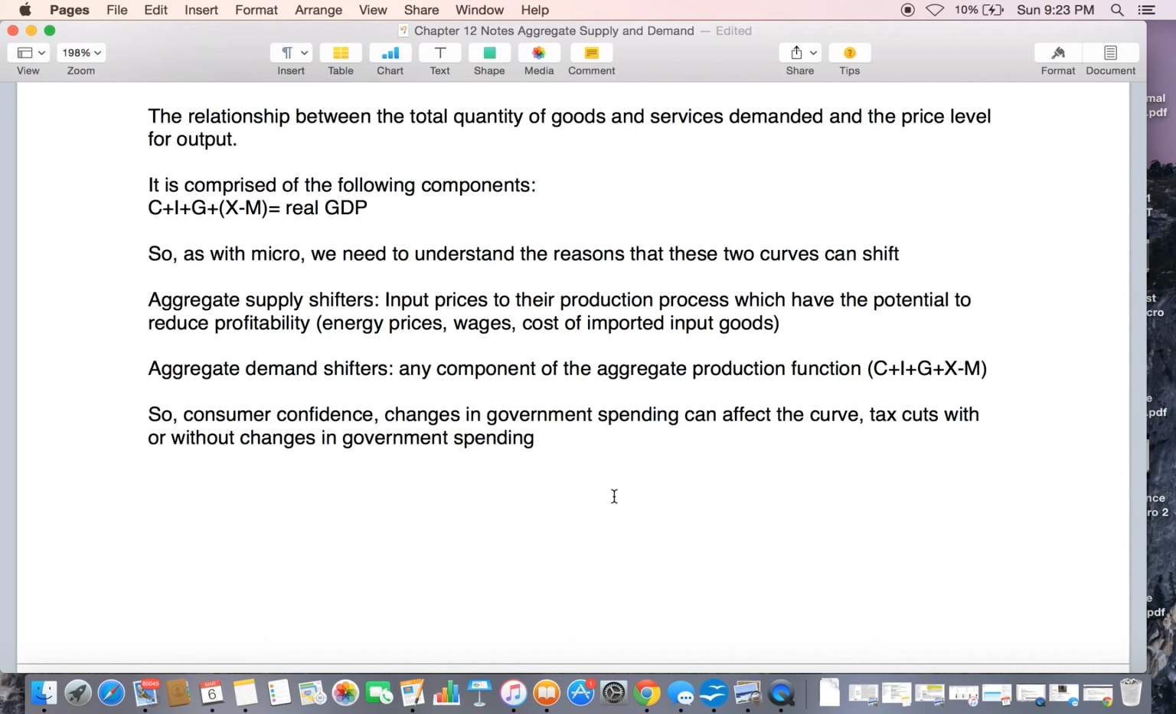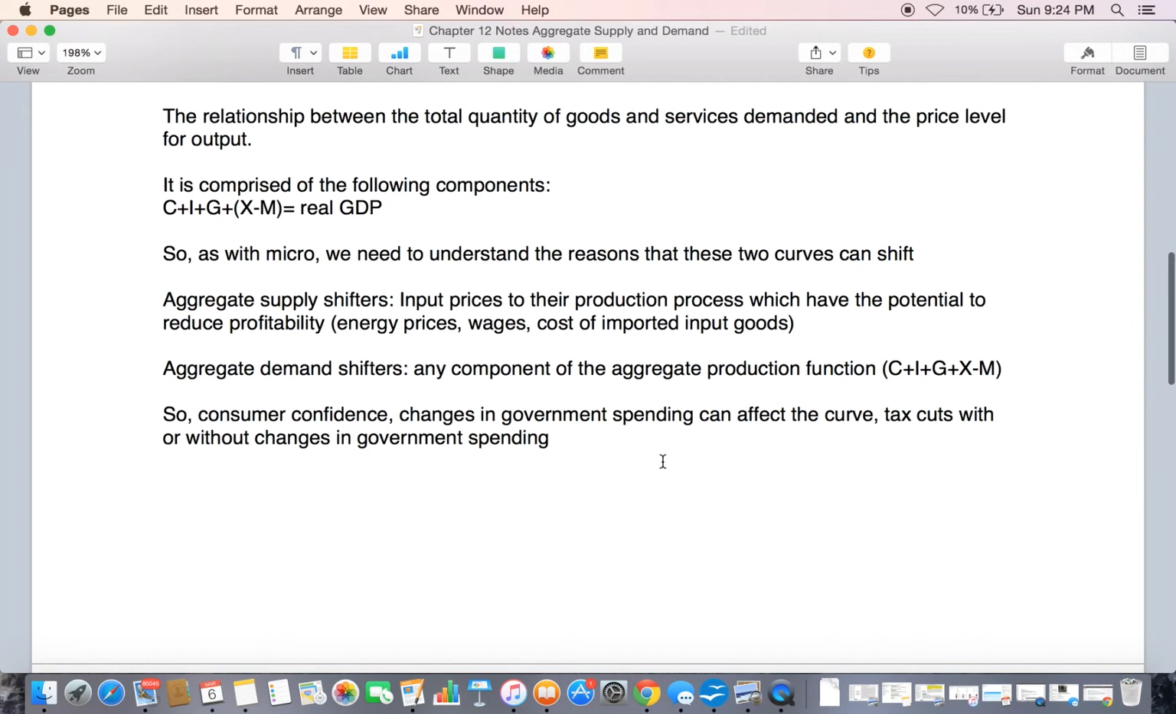So it wouldn't just be the price of electronic components going into computers, because that wouldn't affect every single industry. It would be large, wide-scale input items such as energy prices. Is the price of gasoline or electricity production increasing or decreasing? That will affect every industry within the entire economy. Is the price of labor changing? Do we have increases or decreases in minimum wage? Do we just have general increases in wages for one reason or another? This will affect every single firm in an economy.